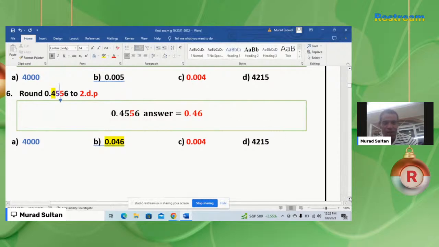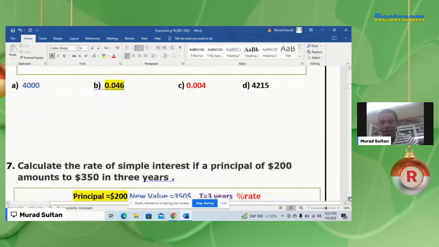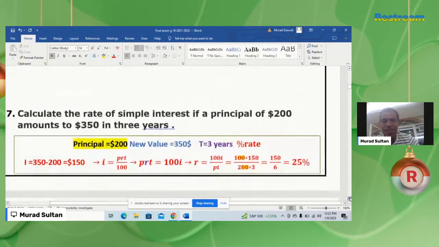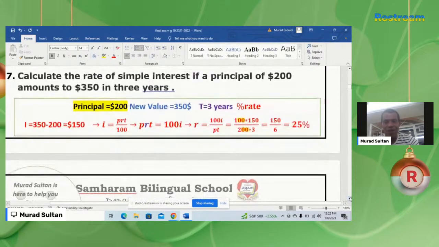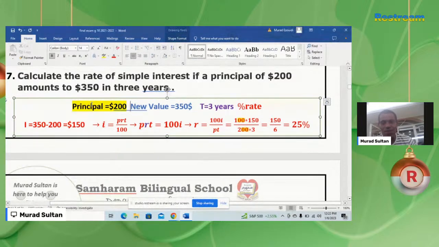Okay, thank you. Now the next question: calculate the rate of simple interest if a principal of $200 amounts to $350 in 3 years. Here we can write this as that. Principal is $200. New value is $350. And the number of years is 3 years. The rate is not given. Therefore, I should first find the interest paid.